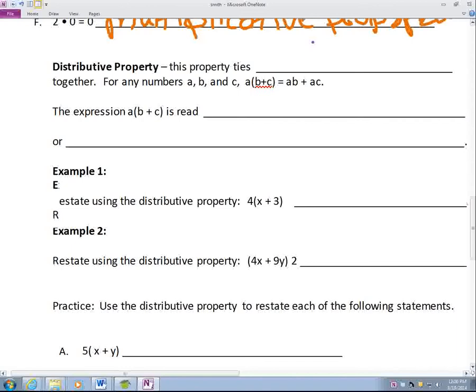All right. Next one. Distributive property. This one is its own section. The distributive property ties addition and multiplication.